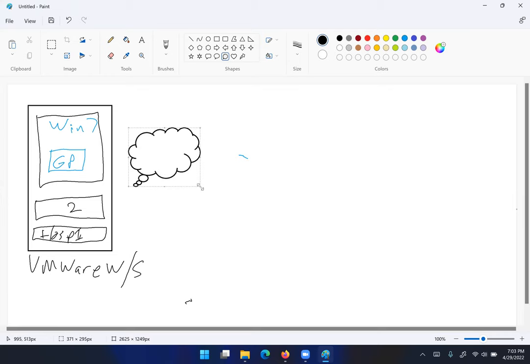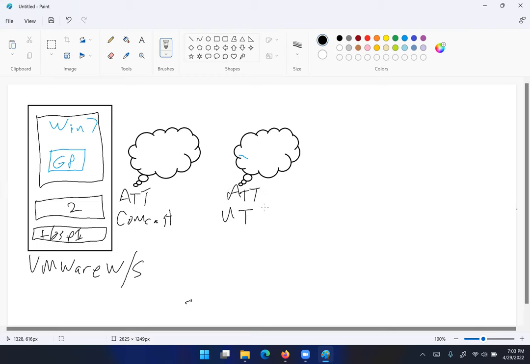There's their ISP, and then there's our ISP. Their ISPs are either AT&T or Comcast. Our ISP is either AT&T or utility telephone. And then what they connect into normally, let's find a nice hospital-y color, let's go with green. Over on this side is our hospital.